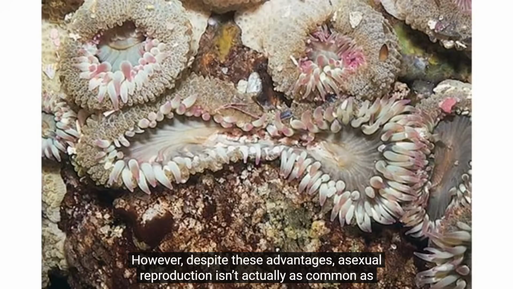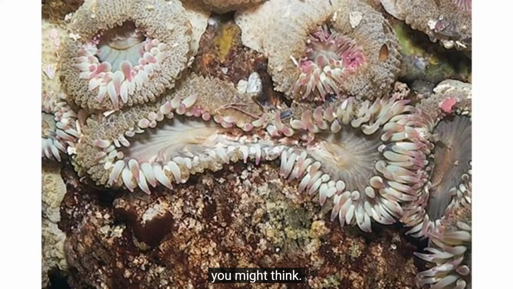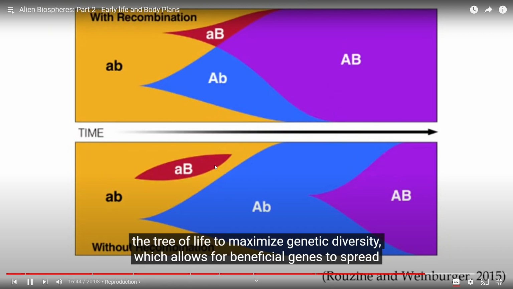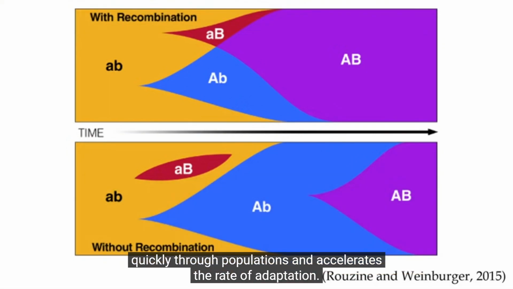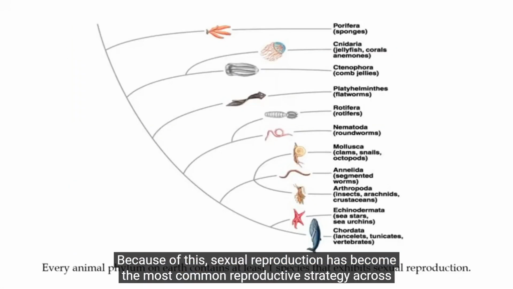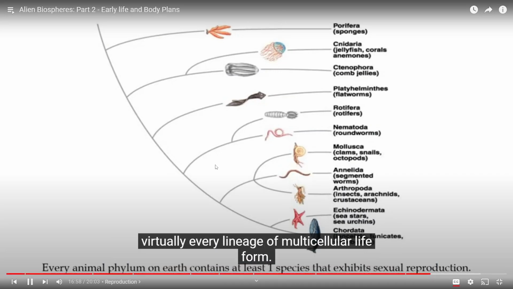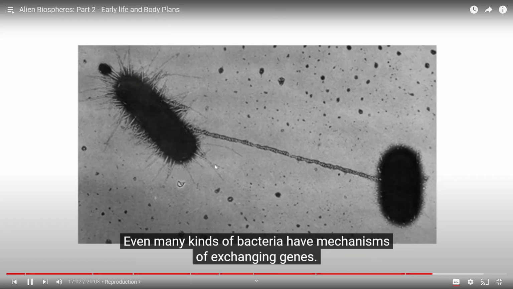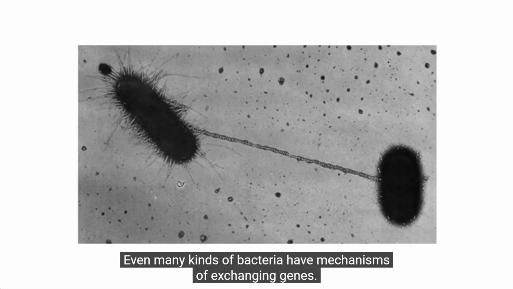However, despite these advantages, asexual reproduction isn't actually as common as you might think. There appears to be a strong evolutionary pressure across just about every branch of the tree of life to maximize genetic diversity, which allows for beneficial genes to spread quickly through populations and accelerates the rate of adaptation. Because of this, sexual reproduction has become the most common reproductive strategy across virtually every lineage of multicellular life. Even many kinds of bacteria have some mechanism for exchanging genes.